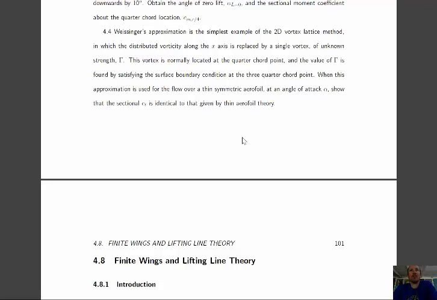When this approximation is used for the flow over a thin symmetric aerofoil at an angle of attack alpha, show that the sectional CL is identical to that given by thin aerofoil theory. And if you remember, the result we got from thin aerofoil theory for a symmetrical aerofoil is that CL is equal to 2 pi alpha, giving us the famous result that the lift curve slope dCl by d alpha is equal to 2 pi. So can we show that?